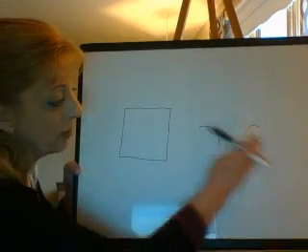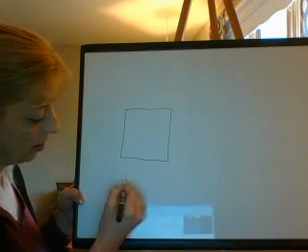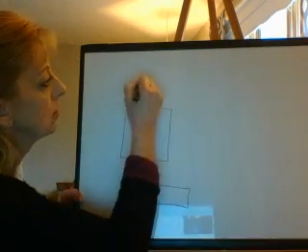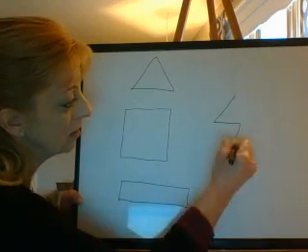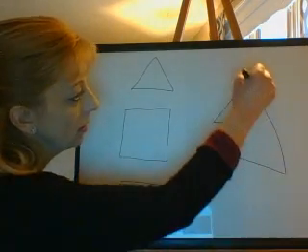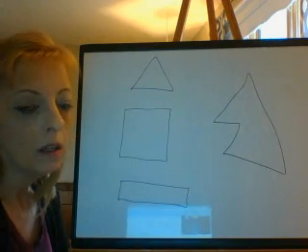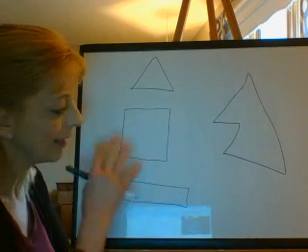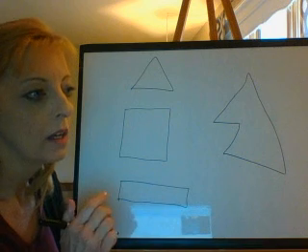Now, that shape doesn't have to be a square. Okay? It could be a rectangle. It could be a triangle. It could be some weird looking thing like that. Okay? Perimeter is measuring the distance all the way around. Each side will have a measurement for that shape.